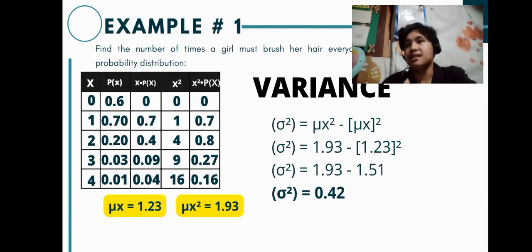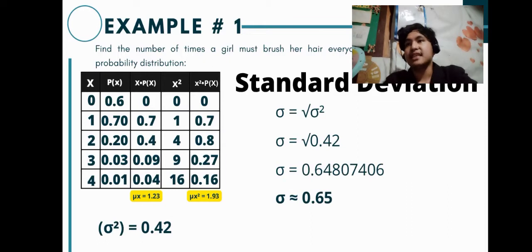Now we have our mean, 1.23, and our mu of x squared is equal to 1.93. What we will do with these two results is find the variance. In order to find the variance, we will use the formula sigma squared is equal to mu of x squared minus mu x, squared. The squared is outside. So substituting the values would be 1.93 minus 1.23 squared. By solving 1.23 squared, we get 1.51, so basically 1.93 minus 1.51. By substituting those values, we have 0.42 as our variance.